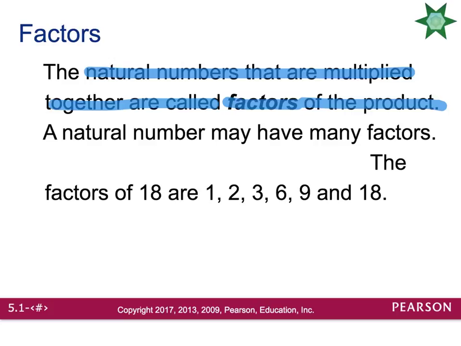So a natural number may have many factors. Like for 18, okay, we've got 1. Well, 1 goes into all the natural numbers, right? And then also 2, because 2 goes into 18. 3 is a factor of 18. 3 goes into it. 6, 9, and also 18 itself. So for any natural number, we always have this number, 1, and the number itself. So for 18, we always have 1 and 18, but we also have 2, 3, 6, and 9.